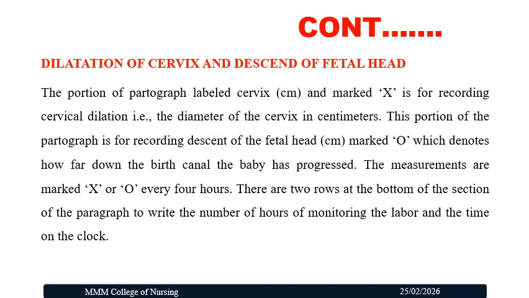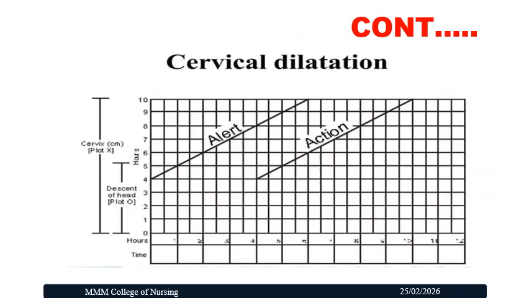So the measurements are marked X and O every 4th hourly. There are 2 rows at the bottom of the section of the partograph to write the numbers of the hours of monitoring the labor and the time on the clock. So this is the image of marking a cervical dilatation.